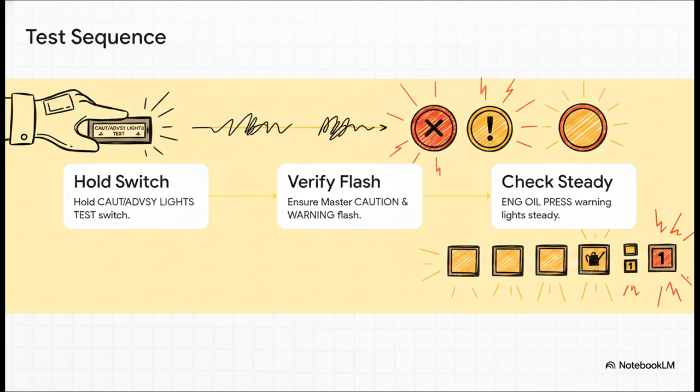Now, actually testing these systems requires a highly precise sequence. Step 1, you hold the caution and advisory lights test switch. Step 2, you ensure that both the master caution and master warning lights are flashing. And finally, step 3, you need to check that the caution lights turn steady on. Specifically, you're looking for the number 1 and number 2 engine oil pressure warning lights to turn on steady. It's a methodical, fail-proof check to make absolutely certain every warning system is communicating properly.